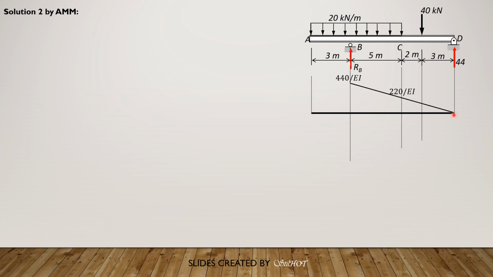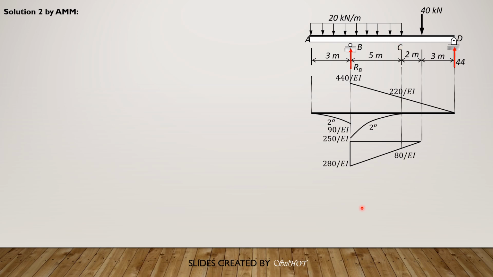By the way, 44 times 5 is 220 over EI. So this is second degree, 20 times 3 times 1.5, 90 over EI, negative second degree. Then for this load here, 20 times 5 times 2.5 is 250 over EI, second degree also. Then the moment of the 40 kilonewton load about B is 40 times 7, 280 over EI. Then this is 40 times 2, so 80 over EI, for deflection at C and theta C later.